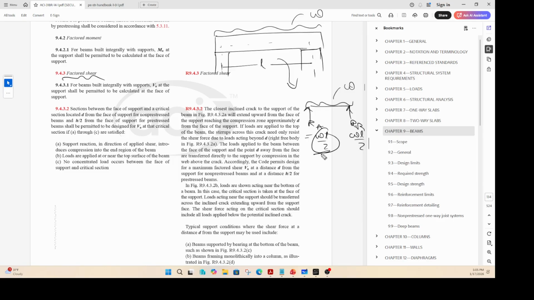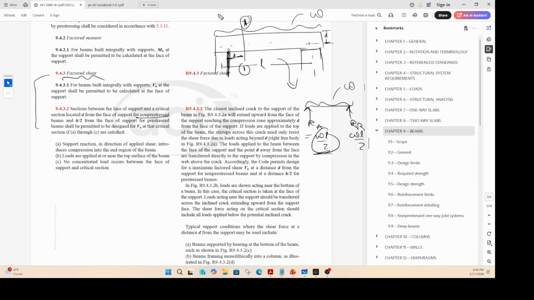You design it for a shear which is at a section called a critical section. Let's call this critical section, section 1-1, and this section is talking about where that critical section has to occur. So for example, for a simply supported beam that is non-pre-stressed, we are not talking about pre-stressed, it happens at a section D. D is the effective depth of the beam, right? Let's say here is the reinforcement, D is the effective depth, and this critical section happens at a distance D from the face of the support. So that's the face of the support.